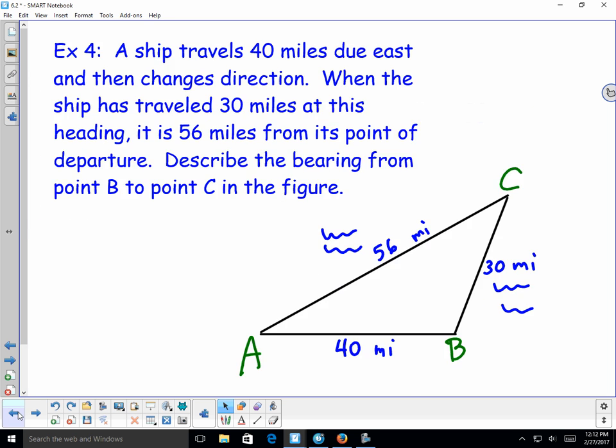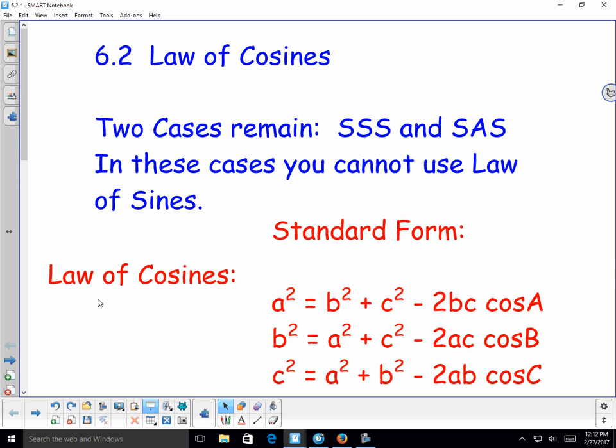Sorry to interrupt. Okay, so we're looking now at Law of Cosines. So remember, there's two cases remaining. All right, we talked about Law of Sines works for two cases. Let me pull that back up again.